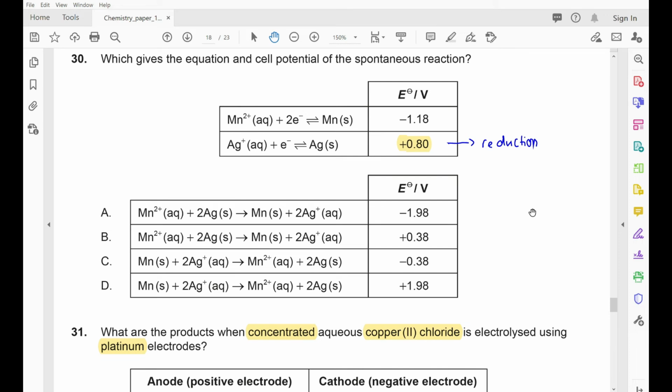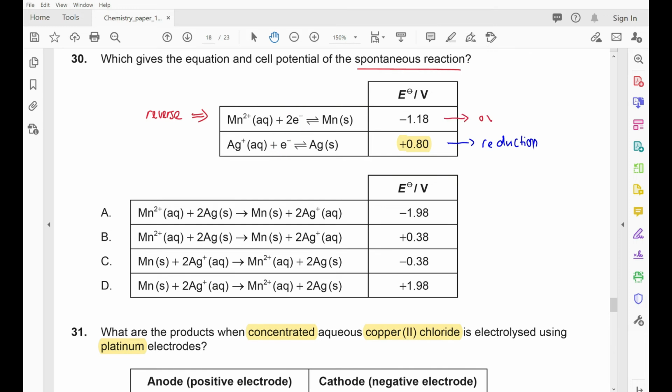Question 30. Which gives the equation and cell potential of the spontaneous reaction? This is the principle of galvanic cell. So if you're given the standard electrode potential, the value that is more positive is the one that will undergo reduction. So we do not need to reverse the second reaction, but we do need to reverse the first reaction because we cannot have two reductions, right? One must be reduction and the other one is oxidation.